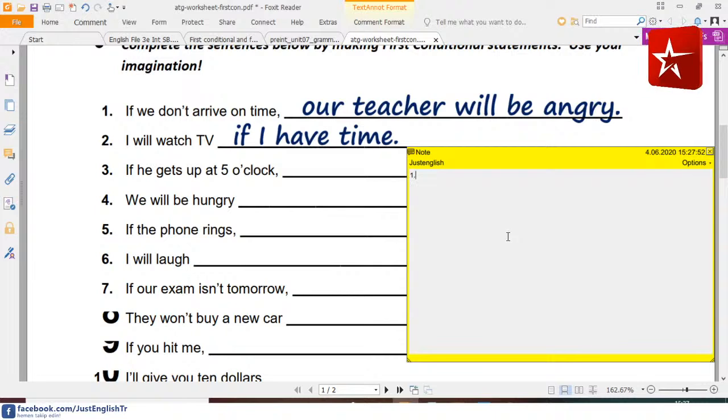Number 1 is already written. Number 2: if we don't arrive on time, our teacher will be angry. That is the first answer. The second one is, I will watch TV if I have time. So number 3: if he gets up at 5 o'clock, what will happen? Can you use your own ideas?